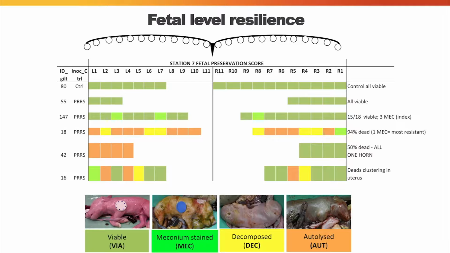And remember that the left and the right fetus will be close to each other at the body as the numbers increase. So we see from the first row, we have a litter of control litter. So this is a non-inoculated gilt, and all the fetuses are viable, represented by dark green. In the second row, we have a PRRS inoculated gilt, and in fact, all the fetuses are viable. So that's a very resistant animal where all the fetuses have survived up to day 21.